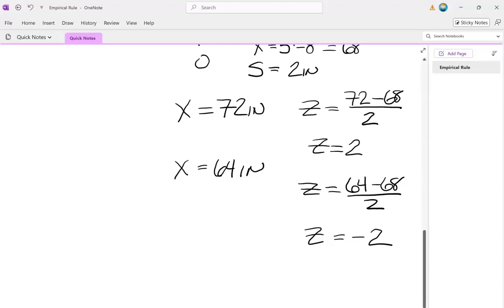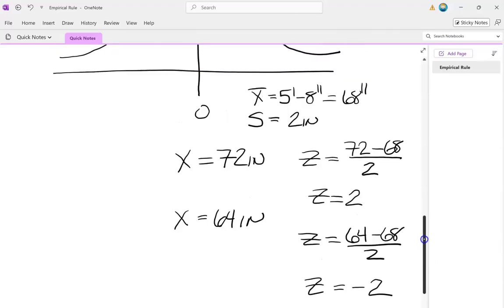I also expect you to be able to look at something. So if I say that our average is 68 inches and our standard deviation is 2, what range of heights would give us 68%? That's 1 standard deviation. So if I go 1 down, that'd be 66 inches. And then if I go 1 up, it's 70 inches. So if I was looking at the height of the class, 68% of the people would be between 66 and 70.